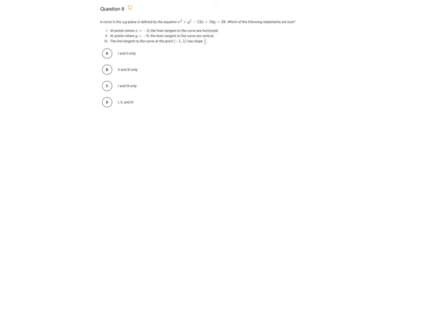All right, so they tell you a curve in the xy plane is defined by some equation, which of the following statements are true. And then we just look at all these. The first two are giving you specific values of x or y, where they're telling you that there might be a horizontal tangent or a vertical tangent. Those both deal with derivatives. And the last one, line tangent to the curve has slope of 1/2. That's derivative also. Okay, so let's take the derivative of this equation.